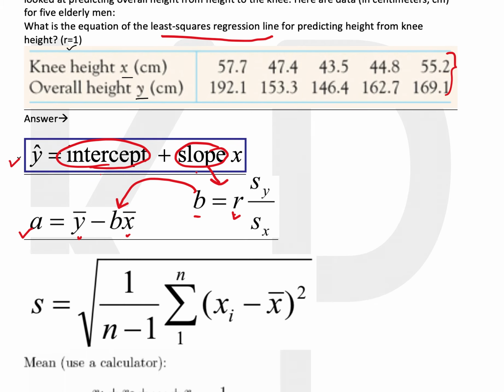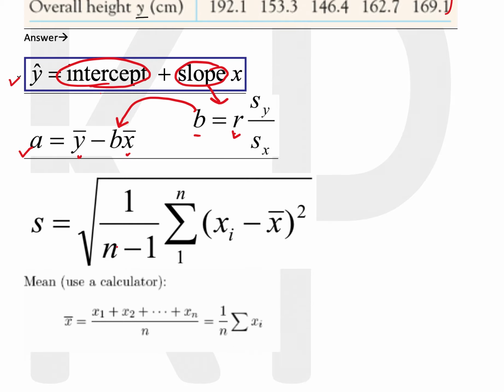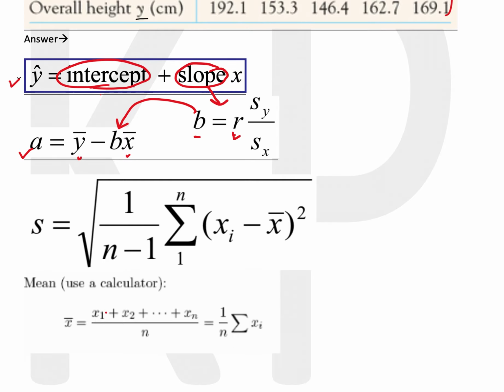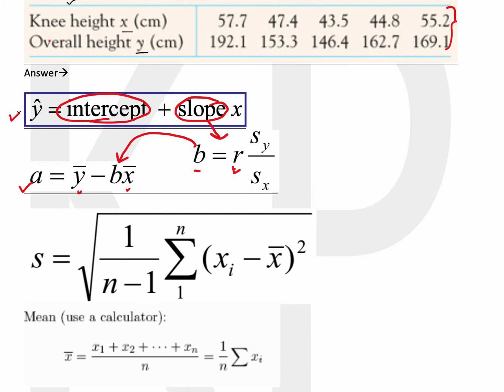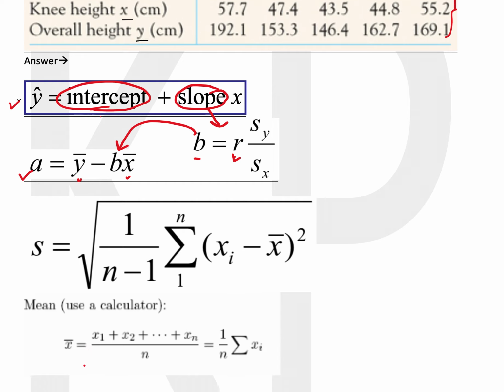But you can see that these are the first steps that we need to calculate. So standard deviation using this formula, and mean is this formula. You can apply the same principle of mean for the y variable, which in this case is overall height, and you can get the mean of x as well as the mean of y. So this is the general process overview, and let me now walk you through the process.